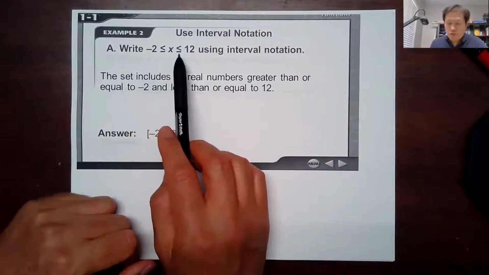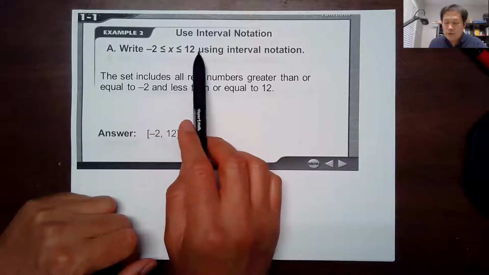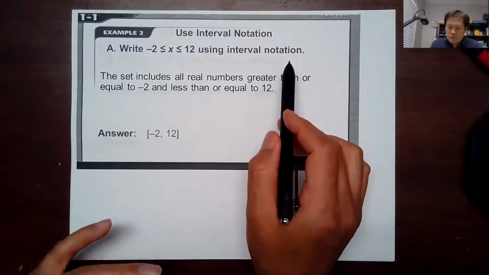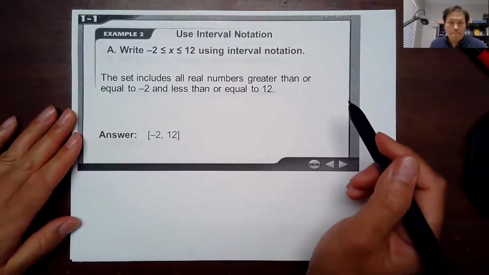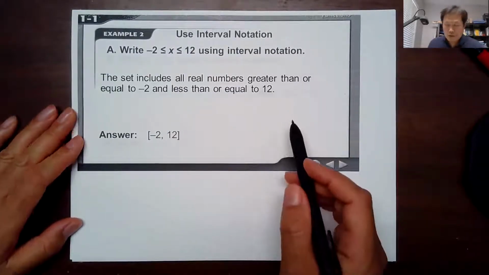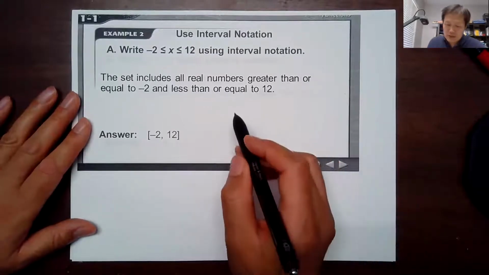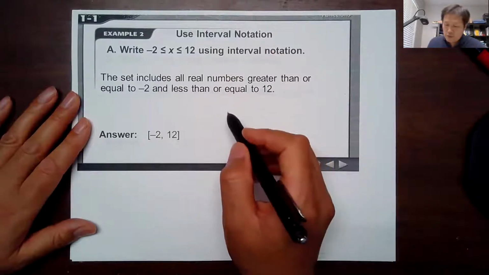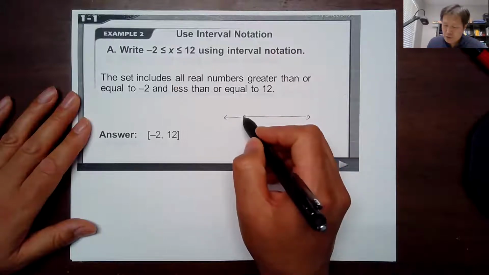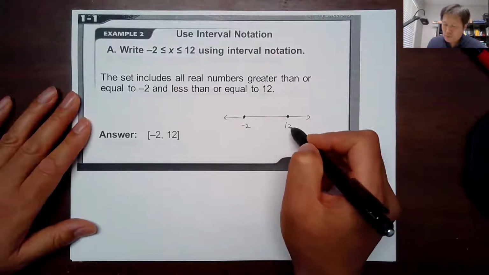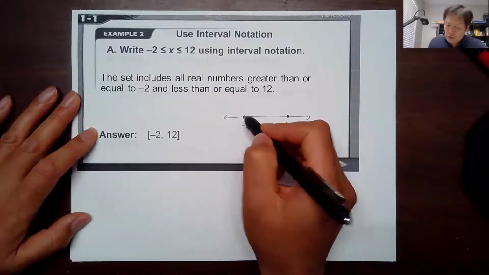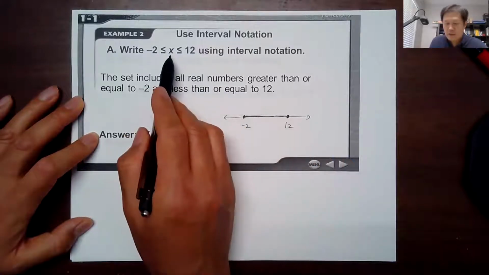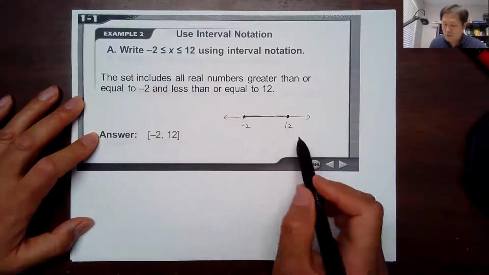Okay, write minus 2 less than or equal to x less than or equal to 12 using interval notation. Okay, so interval notation. I'm not sure if you're familiar with it from previous classes. In case you haven't forgotten, I can go over it one more time. So if you express on a number line, minus 2, 12, and as you can see, I made solid dots. It's between minus 2 and 12. So x is greater than or equal to minus 2, less than or equal to 12.